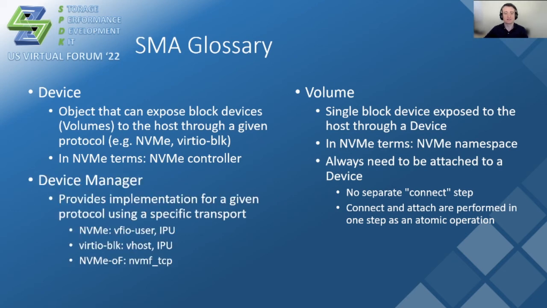And finally, there's the device manager abstraction. It isn't exposed in the API, but it is a concept in the code. It represents an object that is responsible for providing support for a given protocol using a given transport. So let's pick NVMe, for example. An IPU and a VFIO user might both provide a way to create NVMe devices, but they do that in a totally different way. So you would have two different device managers, one for VFIO user and the other one for IPU.